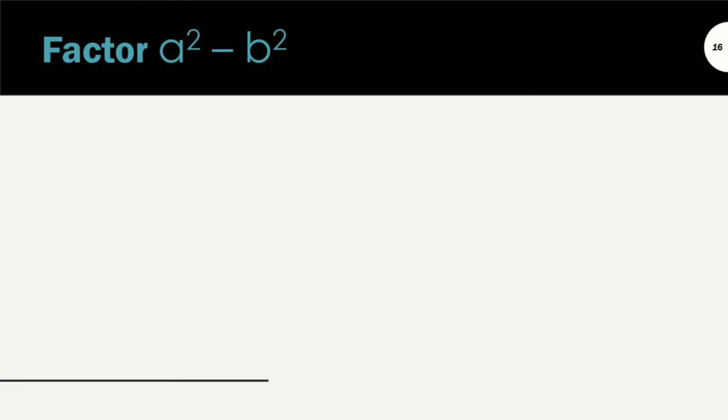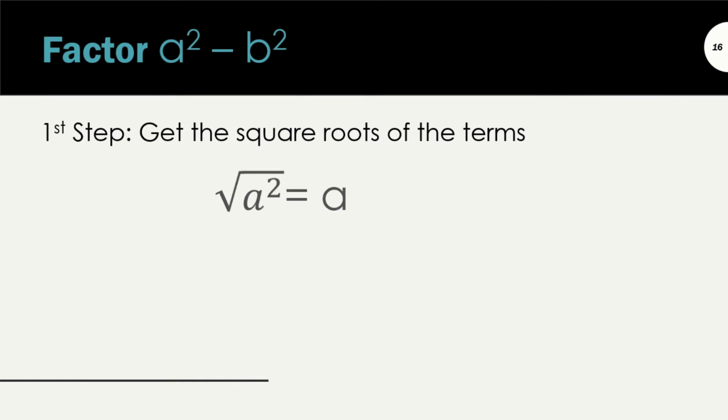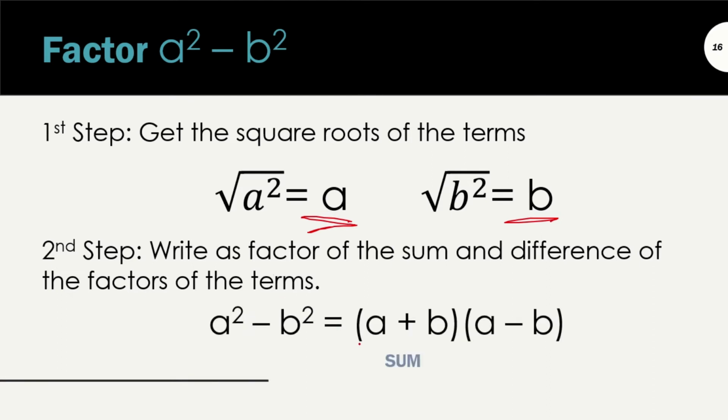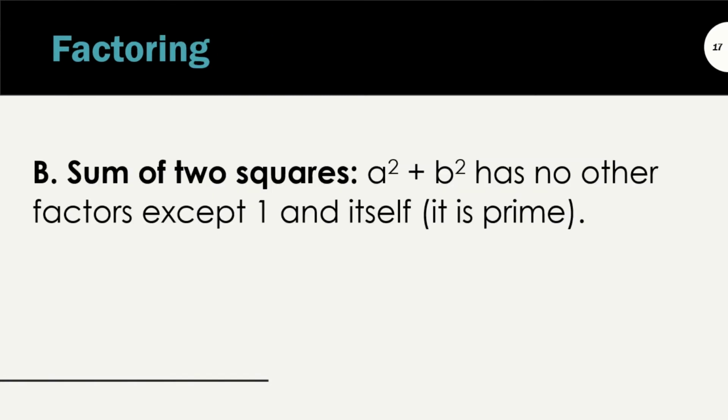Okay, so ngayon, sa unang example natin, we will factor a squared minus b squared. So, step 1 natin, kunin natin ang roots nila. Square root of a squared is a, while square root of b squared is b. Then, punta tayo sa second step, isusulat natin siya as factor of sum and difference. Okay, so para magawa natin yung step 2, kailangan natin dito is yung square root ng first term which is a and square root of second term which is b. So, magiging sagot natin dito is a plus b which is the sum multiplied to the difference which is a minus b.